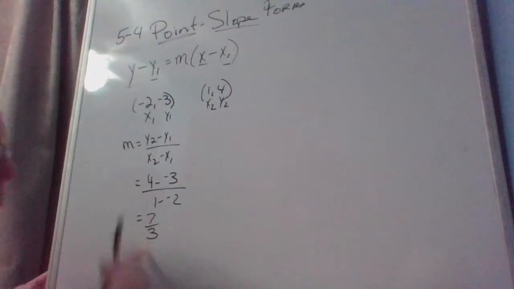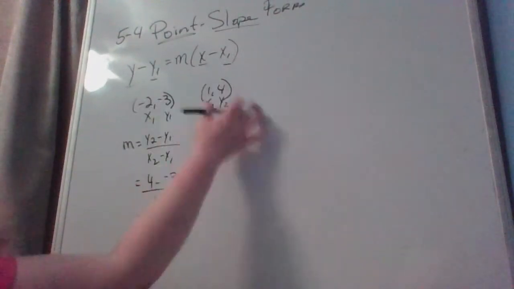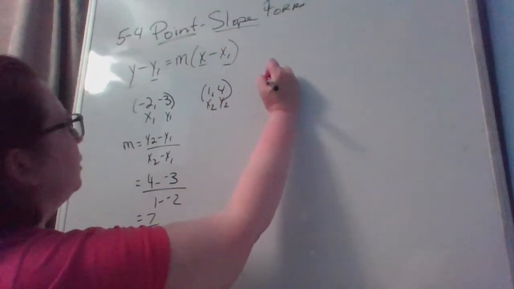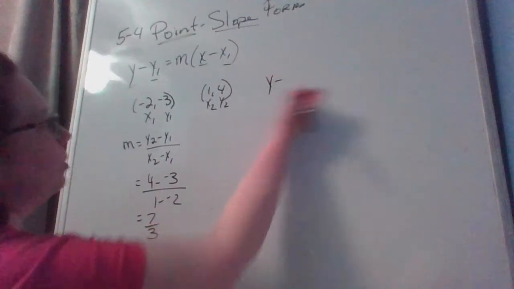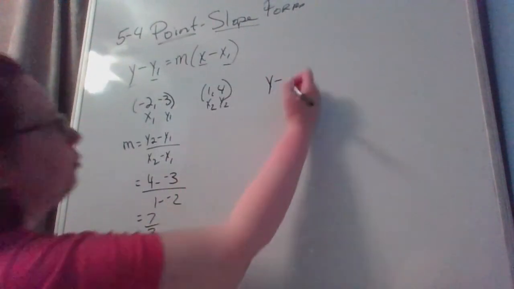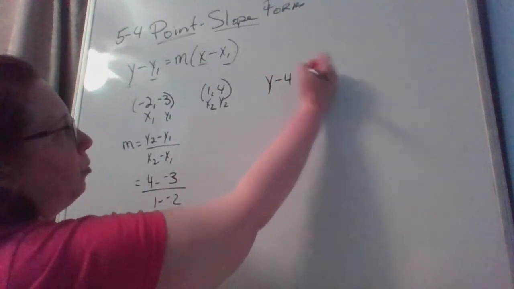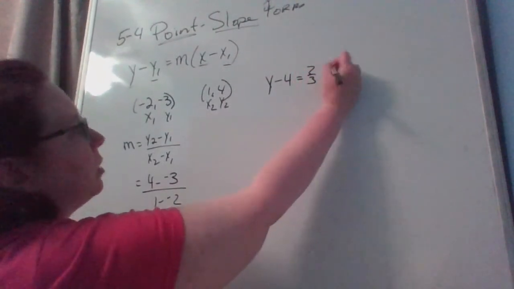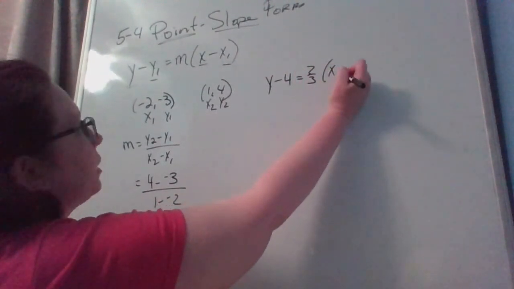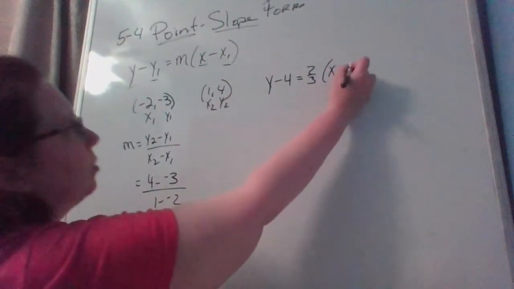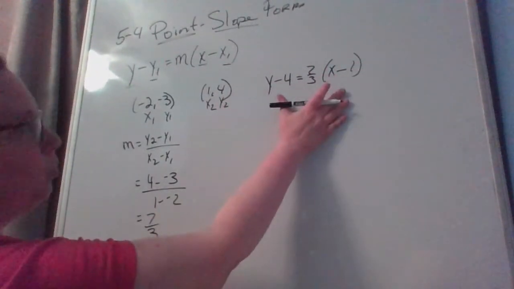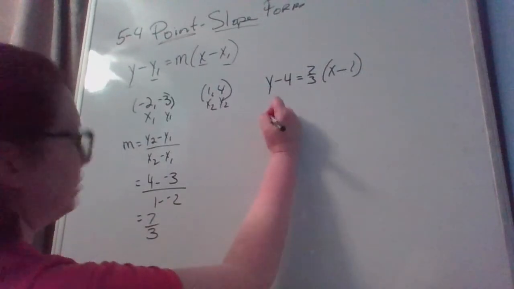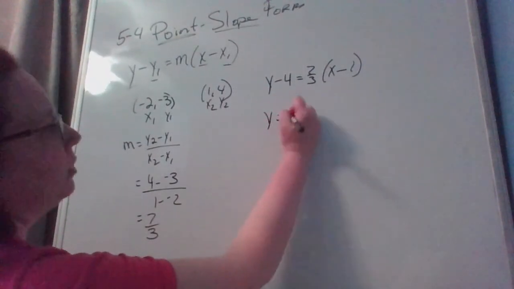Now I have my slope. I have a point. I can use either point, it doesn't matter. In fact, let me show you what that does. So if I'm using 1, 4, I would say y minus 4 equals 7/3 times x minus 1. So that's one point slope form. If I use this other point, it's going to look a little bit different.